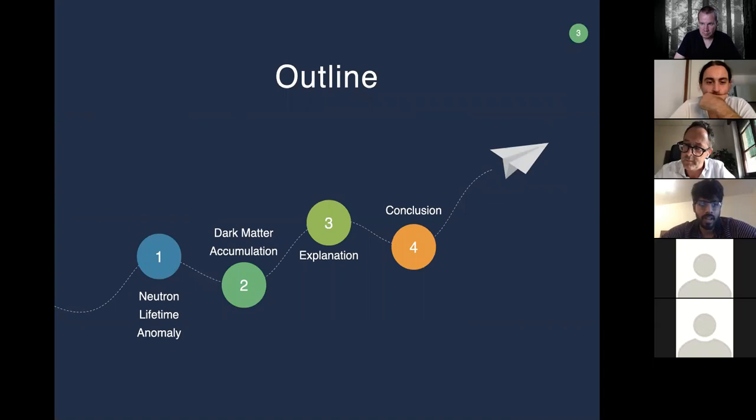So first, I'll briefly discuss the neutron lifetime anomaly, a theorist's view of what's happening there. And then talk about dark matter accumulation on Earth, and then tie them both up, with dark matter as an explanation to the neutron lifetime anomaly, and finally conclude.